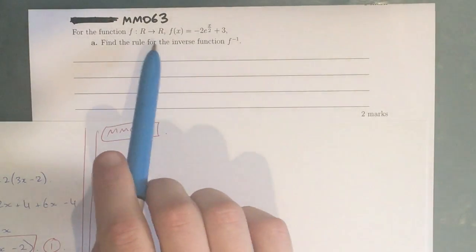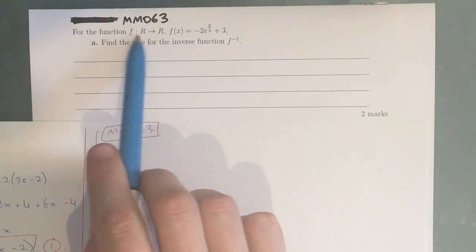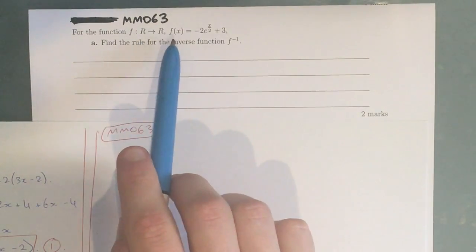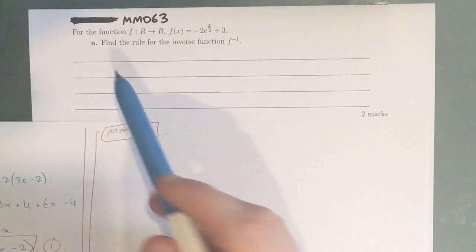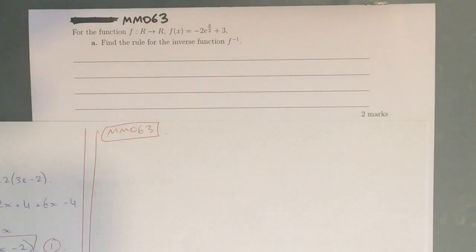So we've got a function, including all real numbers as the domain, where f of x equals negative 2e to the power of x over 2 plus 3. We need to find the rule for the inverse function, f negative 1.